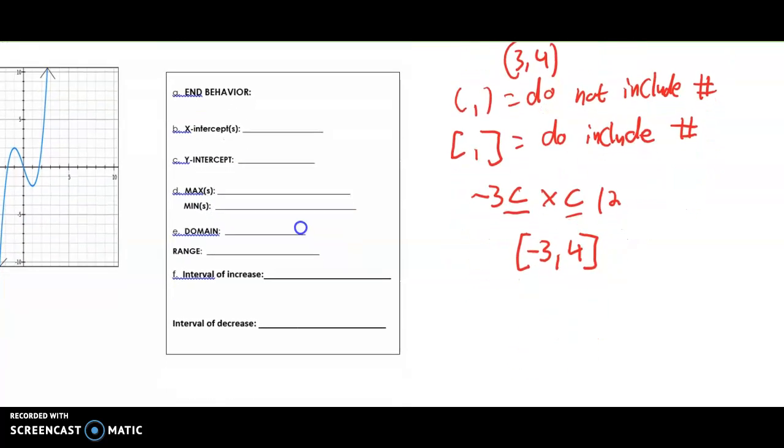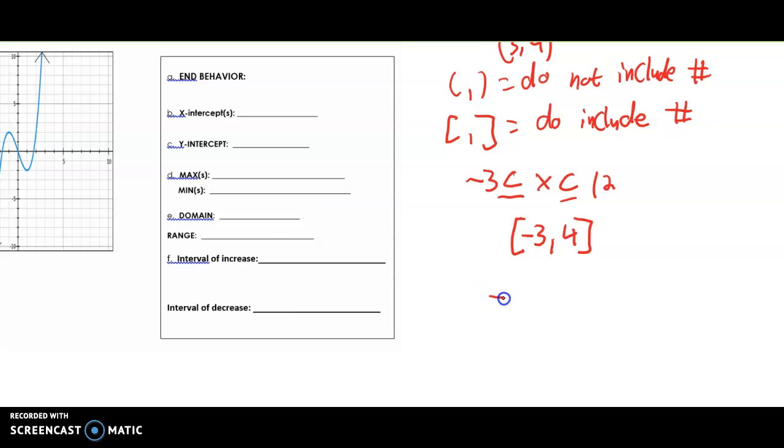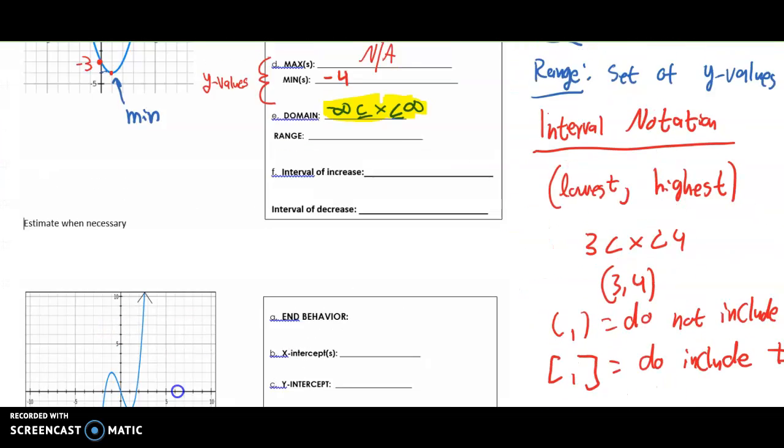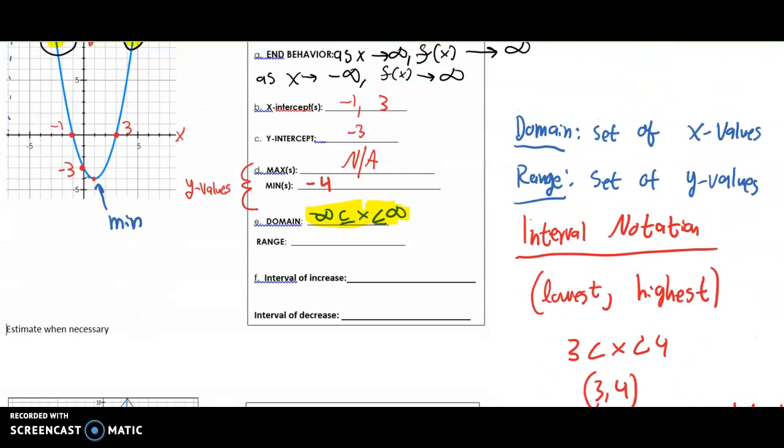We can also do both. If I had, for example, negative 5 to positive 1, it'd be parentheses negative 5 up to 1 bracket. So this is the new junior level, 11th grade level notation we're going to be using called interval notation. So if I go back here, I can rewrite the domain as negative infinity, comma.